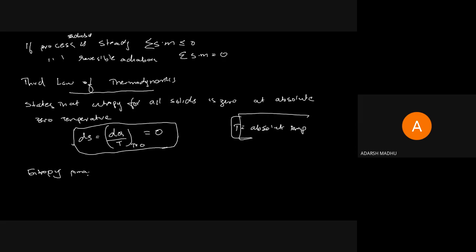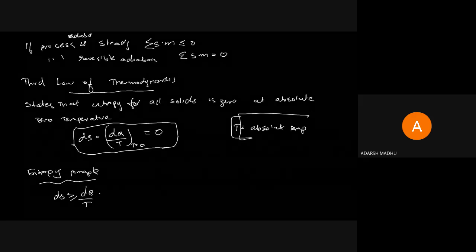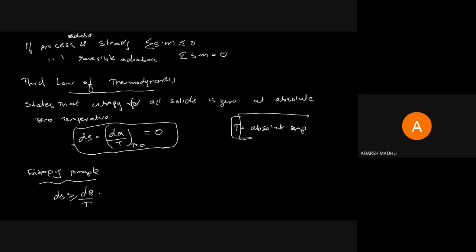So what is the entropy principle? It is based on an isolated system. We know that ds is greater than or equal to dq by T for a closed system. It will never become less than dq by T. ds is always 0 or greater than 0. If dq by T equal to 0, ds equal to 0. It will never become a negative value. Therefore, it is written as ds is greater than or equal to dq by T.